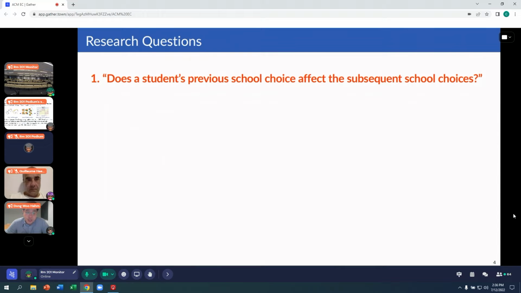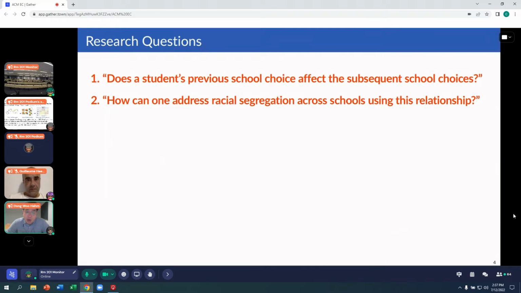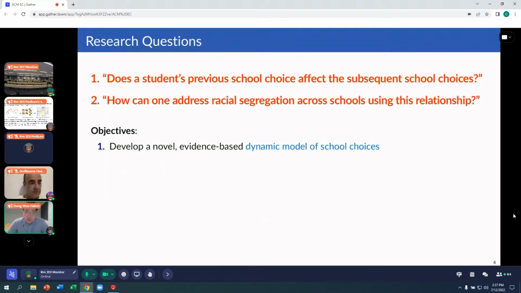So the research questions we ask in this paper are two things. First, does a student's previous school choice affect the subsequent choices of the student? And second, how can we use this relationship to address segregation across schools? By answering these questions, we aim to develop a novel and evidence-based dynamic model of school choices. And second, provide a new insight into how we should understand and address segregation accordingly.